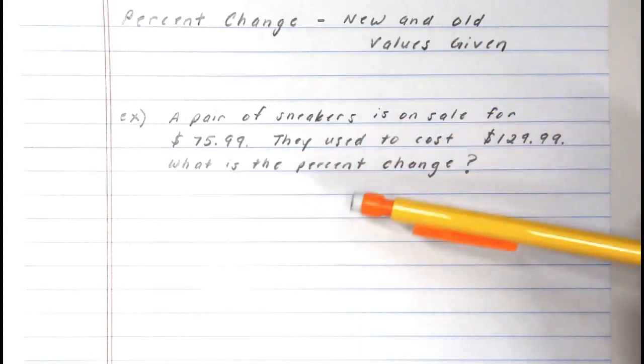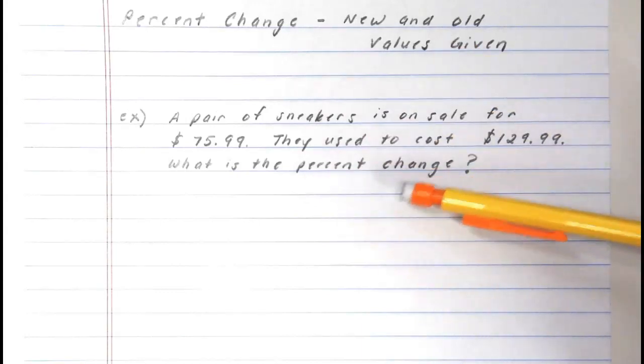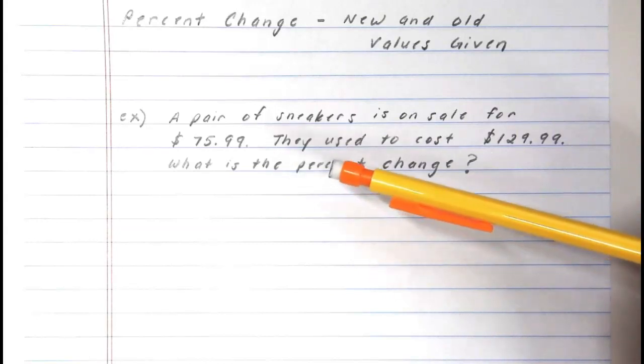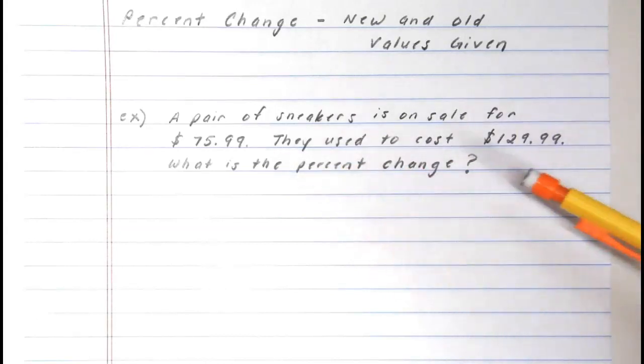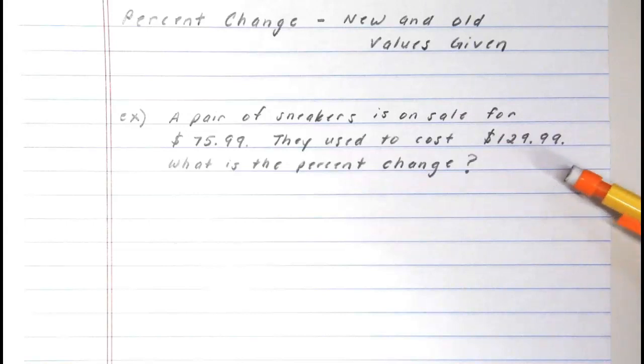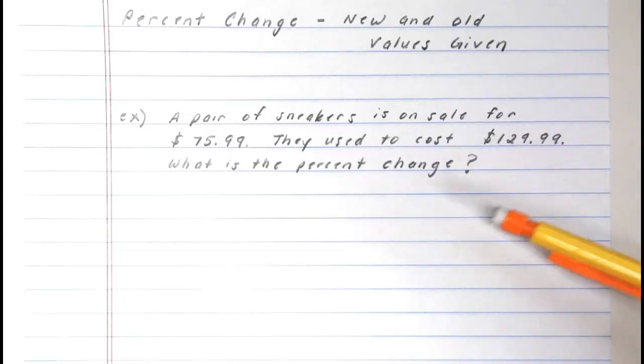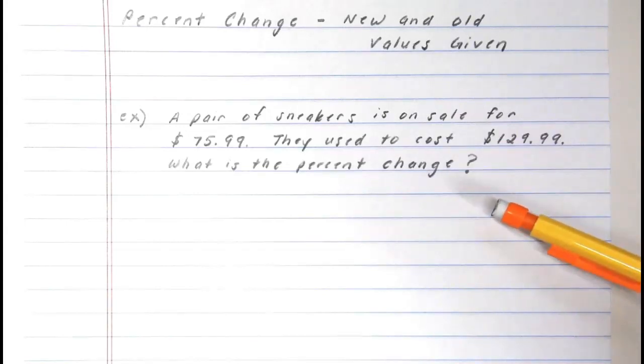So here's our example. It says a pair of sneakers is on sale for $75.99. They used to cost $129.99. What is the percent change?